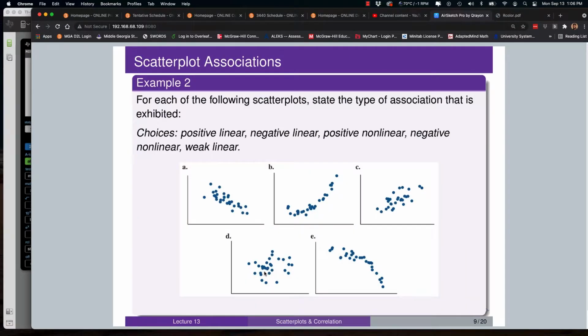So let's double check our concepts here. For each of the following scatter plots, let's state the type of association that's being exhibited. I'm looking at A first, and A has a downward trend. The points look like they're kind of pulling together in a straight line. So I would call this a negative linear association.